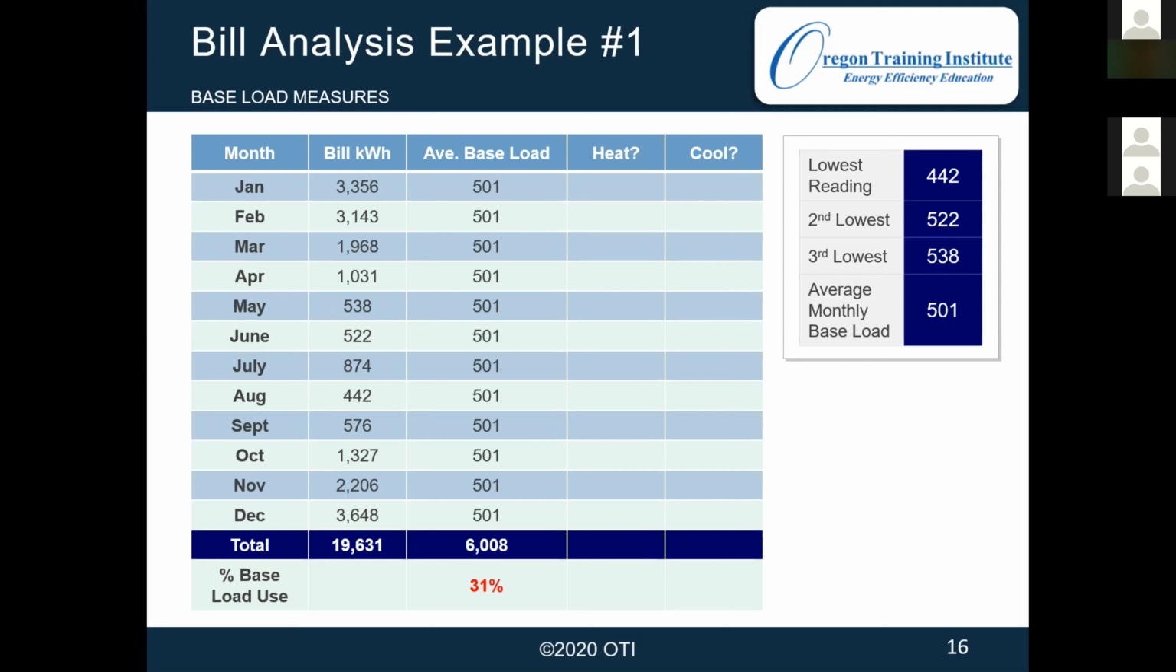If we add that up, we get 6,000. If we divide that by their total usage, that turns out to be about 31% of their bill. So most of their usage is on the heating, but still a sizable chunk on the base load. So we'd want to focus mainly on the heating, but keep an eye out for any low-hanging fruit on the base load side of things that could help save there.